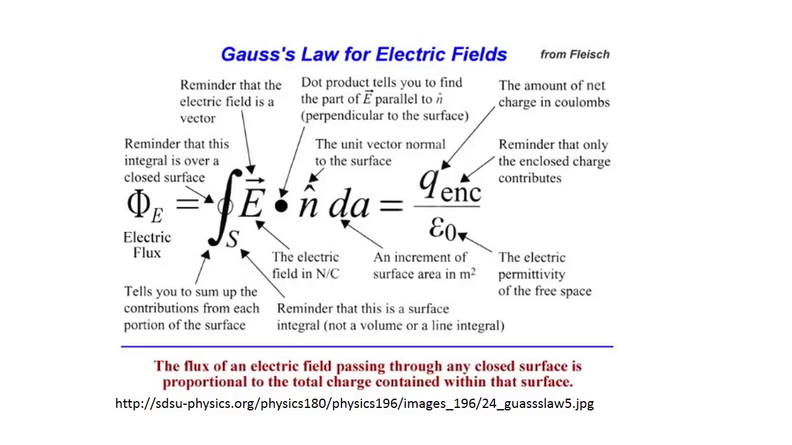And then this slide breaks down Gauss's law for electric fields. It just tells us what everything is. You have the electric flux, and it tells you to sum up the contributions for each portion of the surface. I'm not going to read all this because you can read it, and it's kind of confusing without me being able to highlight each as I go through it. But again, this is breaking it all down and telling you what each different symbol represents.